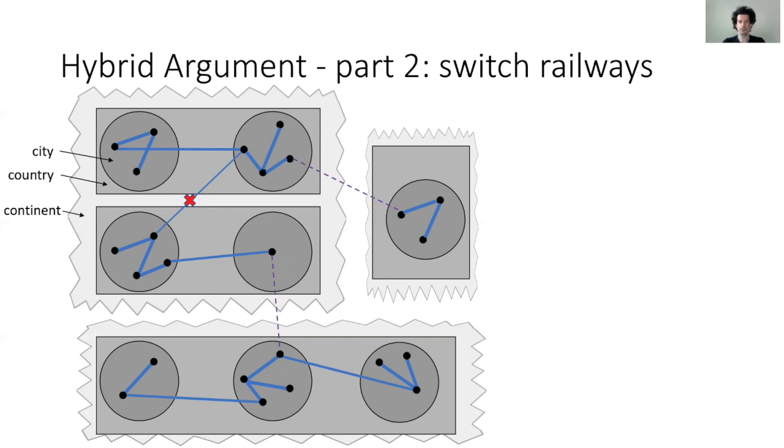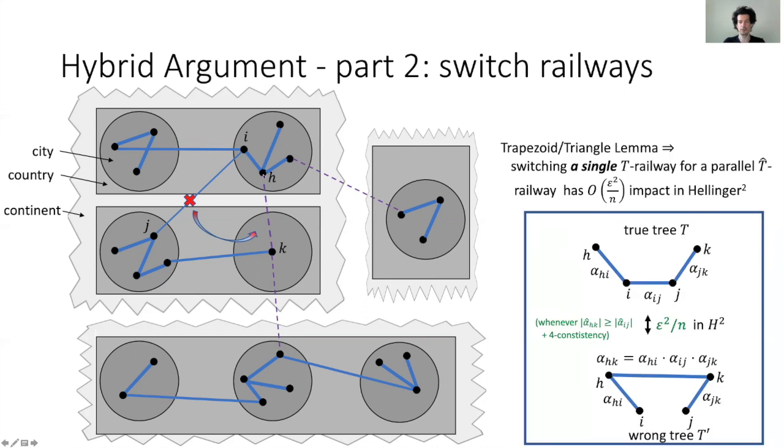Next, what we do is we switch railways. In particular, we replace T railways with T-hat railways. Here we can use our trapezoid or triangle lemma to argue that the impact of switching a single T railway for a parallel T-hat railway is at most epsilon squared over n in Hellinger squared. To see why, let us label the vertices that are involved in this switch with h, i, j, k, and compare the impact of the switch to this figure here.